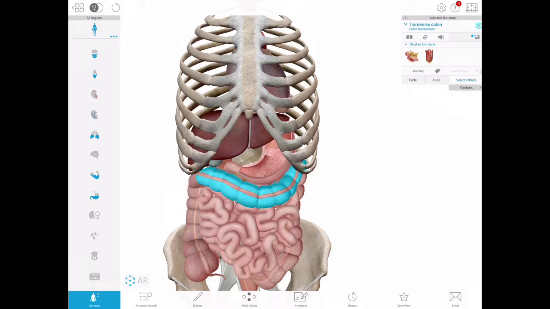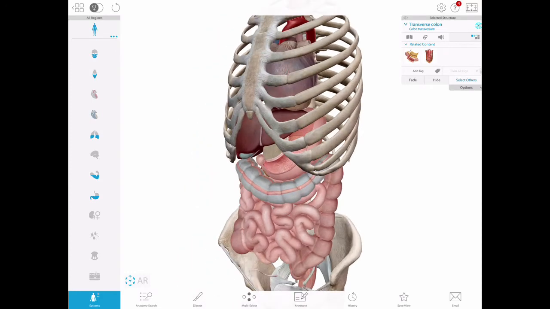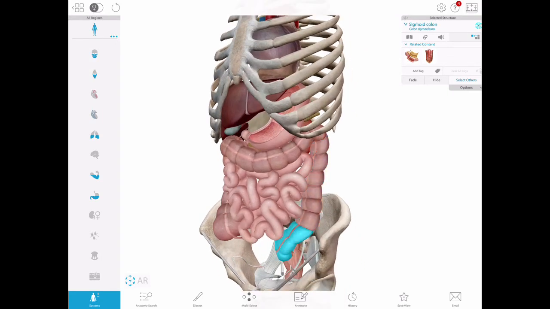Now we have the transverse colon, which is superior to the small intestine. Now we have the descending colon, which is to the left of the small intestine. Now here is the sigmoid colon, which is inferior to the small intestine and the descending colon.